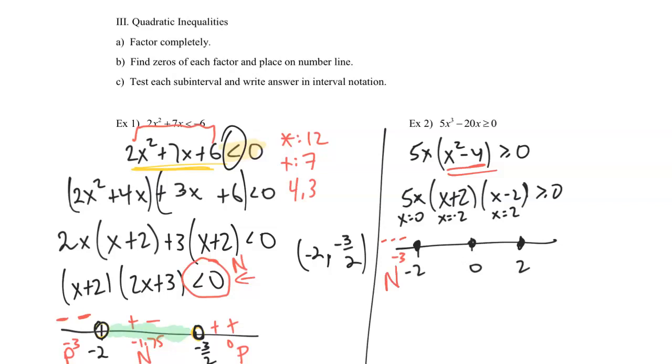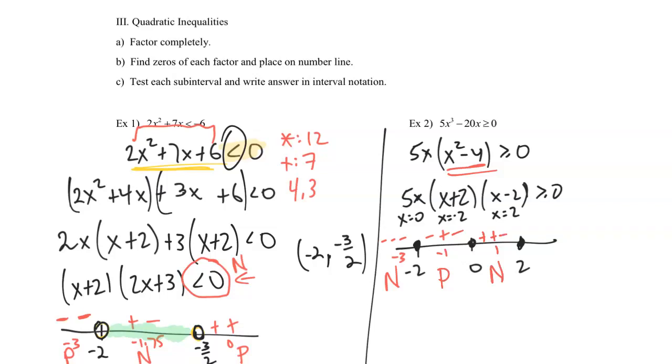Okay, between negative 2 and 0, we could plug in negative 1 for x. And so 5 times negative 1 is going to be negative. Negative 1 plus 2 is going to be a positive. And finally, negative 1 minus 2 is going to be a negative. And when I have 2 negatives multiplied together, that's going to give me a positive. Between 0 and 2, we could try positive 1, and so 5 times positive 1 is going to give me positive. 1 plus 2 is going to give me positive, and 1 minus 2 is going to give me negative, and 1 negative is going to give me a negative overall.